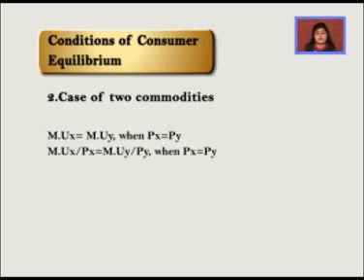Utility analysis was based on a very, very important assumption, that was cardinal measurability of utility. But another set of economists came to the front and they discarded this assumption. They said that no human being actually makes a cardinal measurement of utility. So the concept was dropped.